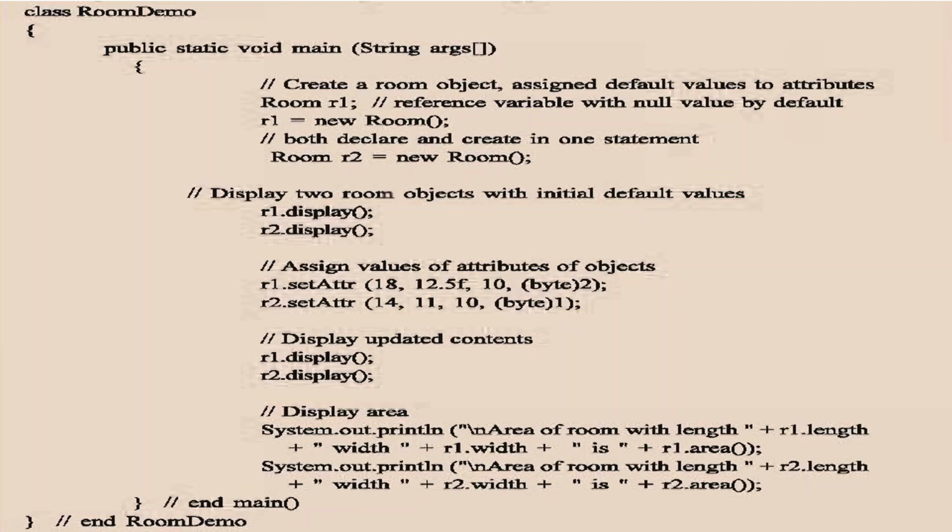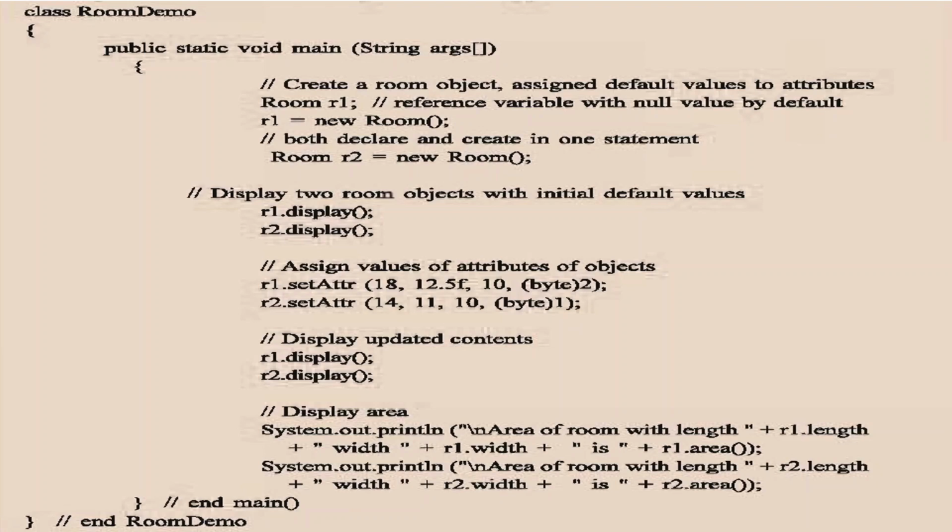We can combine these two steps together and create another object R2, where we combine both steps and directly write room R2 is equal to new room. So it will create two objects R1 and R2, and it just shows you two different methods. One is where you write declaration and instantiation separately, and the second where the R2 object is created, we have combined declaration and instantiation together.